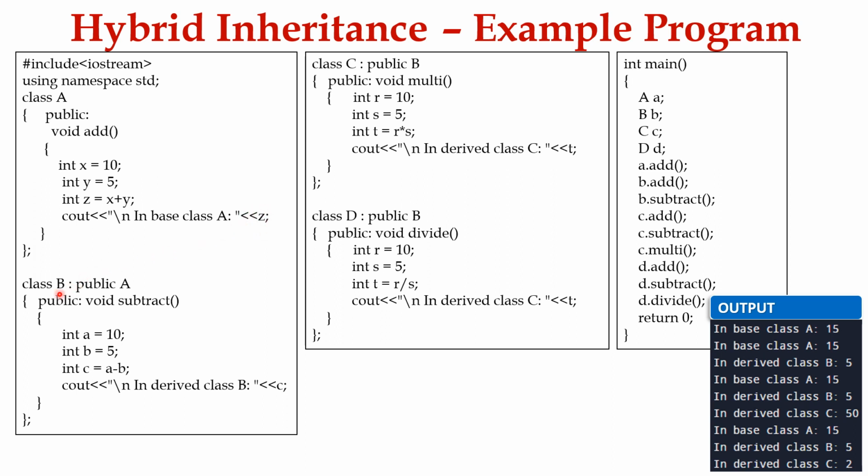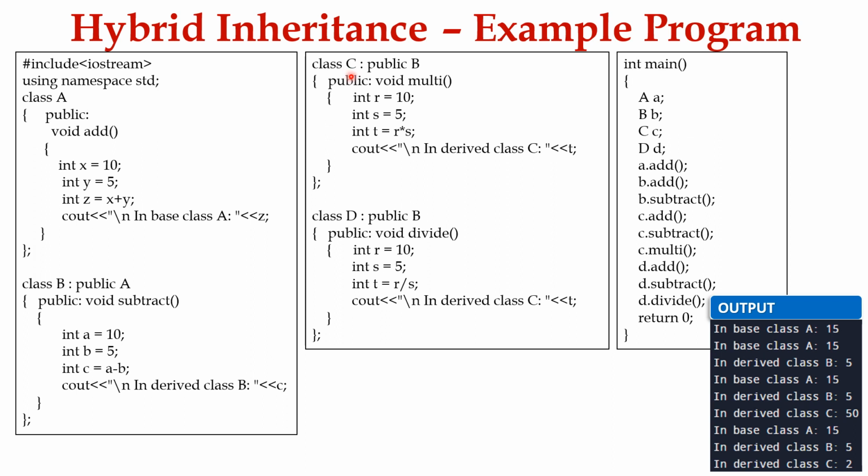Next, we have defined the class definition for class B, that is class B colon public A. Class B inherits the properties of class A. Class B defines the member function subtract, and we have declared the variable A of integer data type and assigned with value 10, variable B of integer data type and assigned with value 5, and variable C of integer data type and assigned with an expression A minus B. Using a cout statement, we have displayed the value of the variable C to the user.